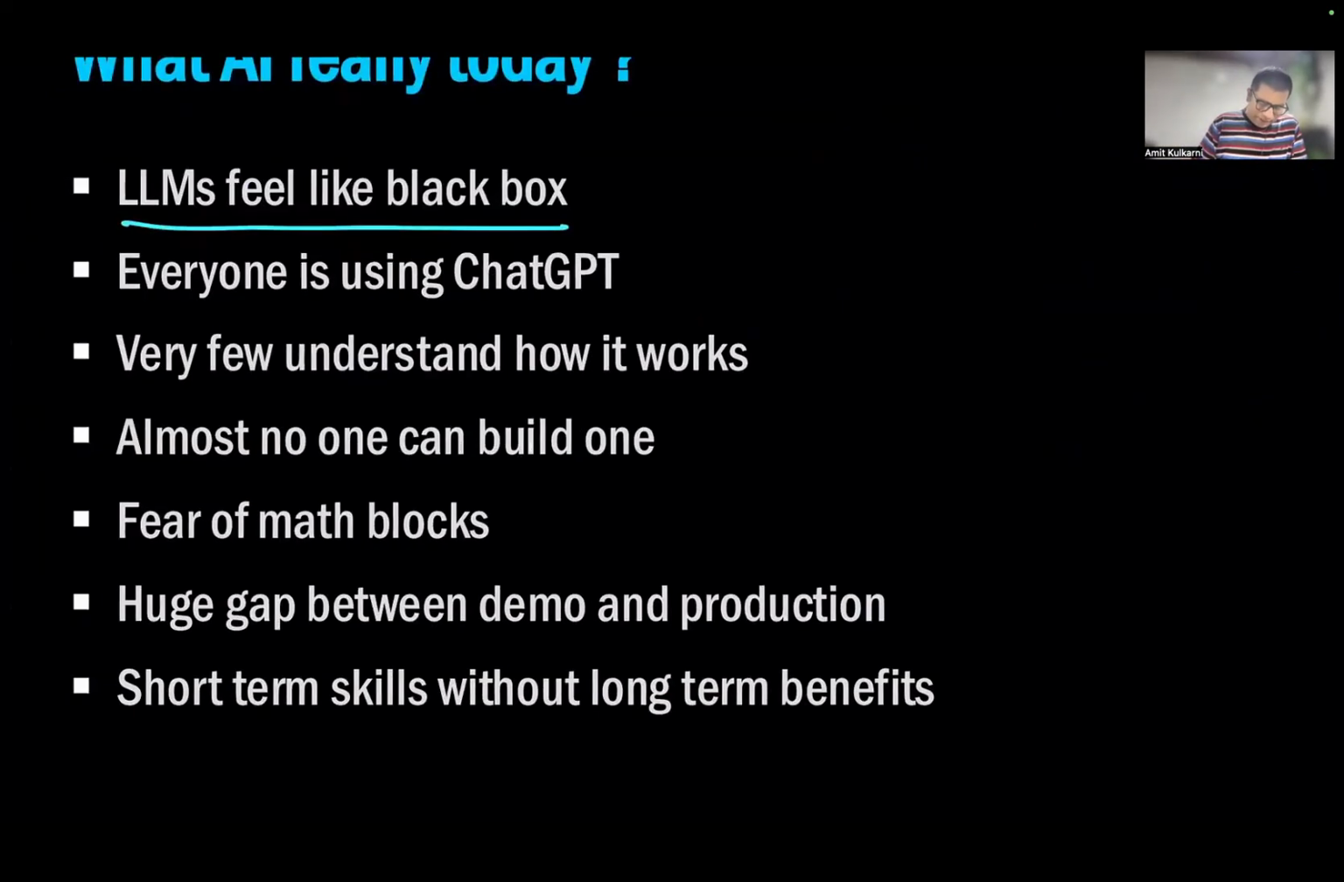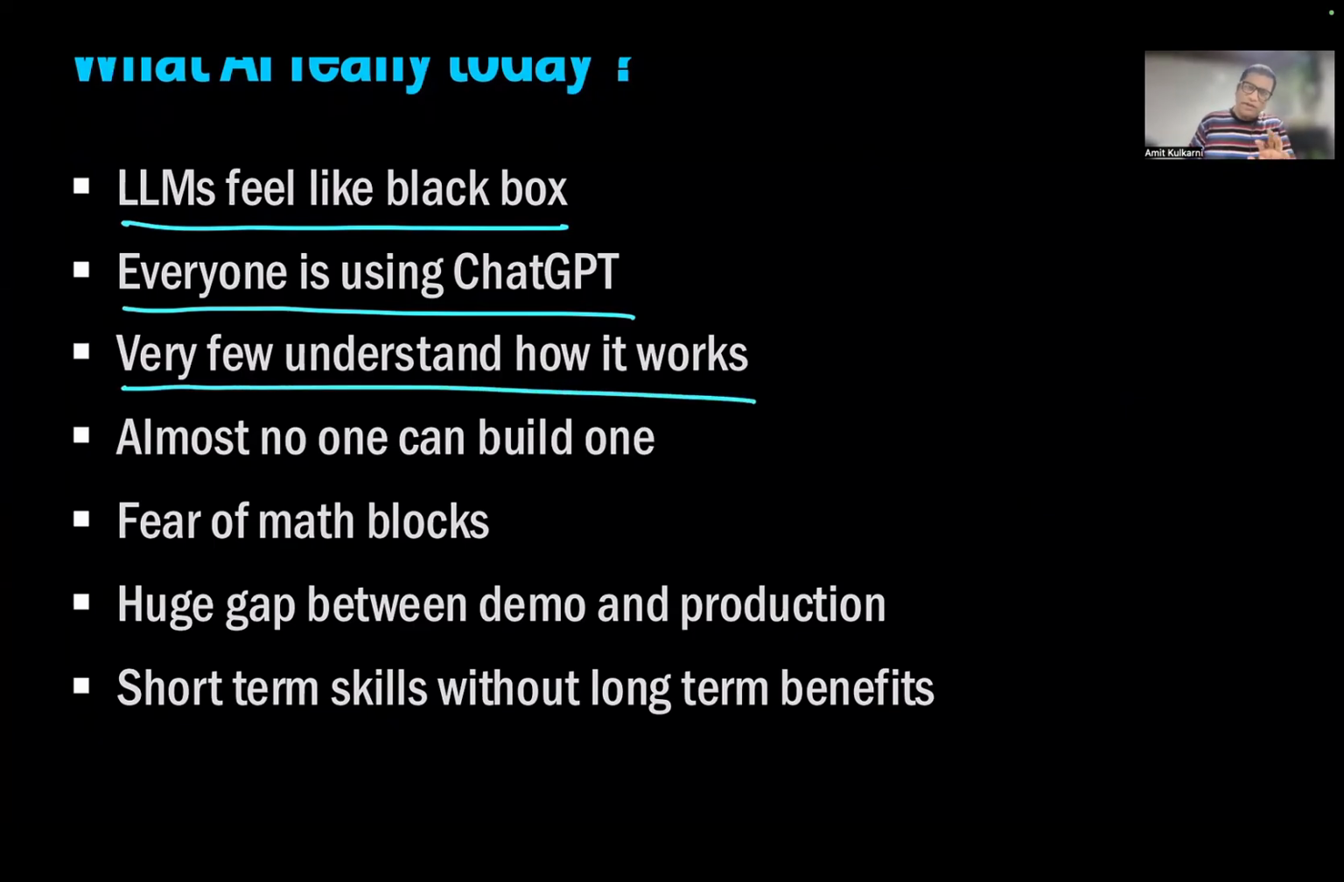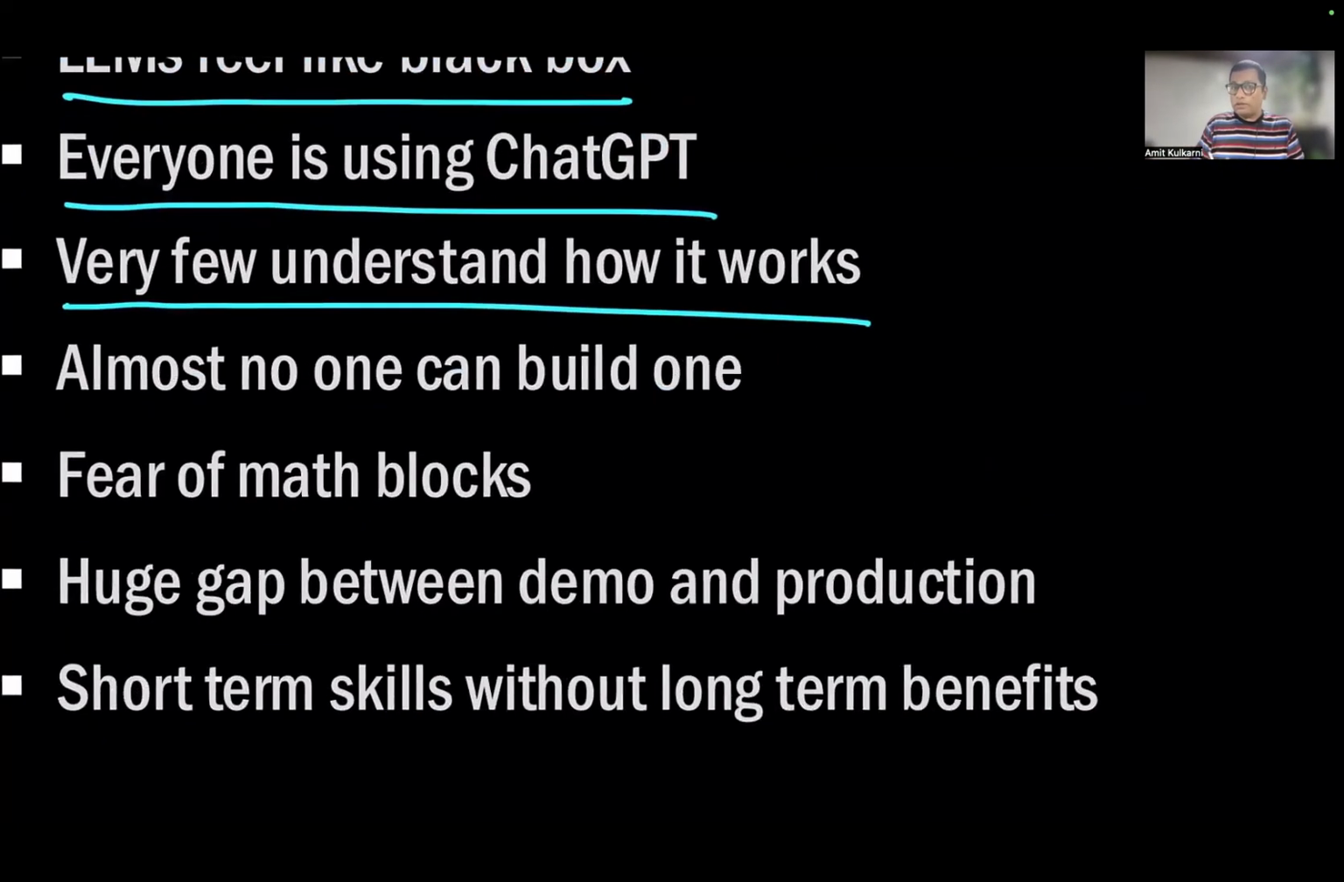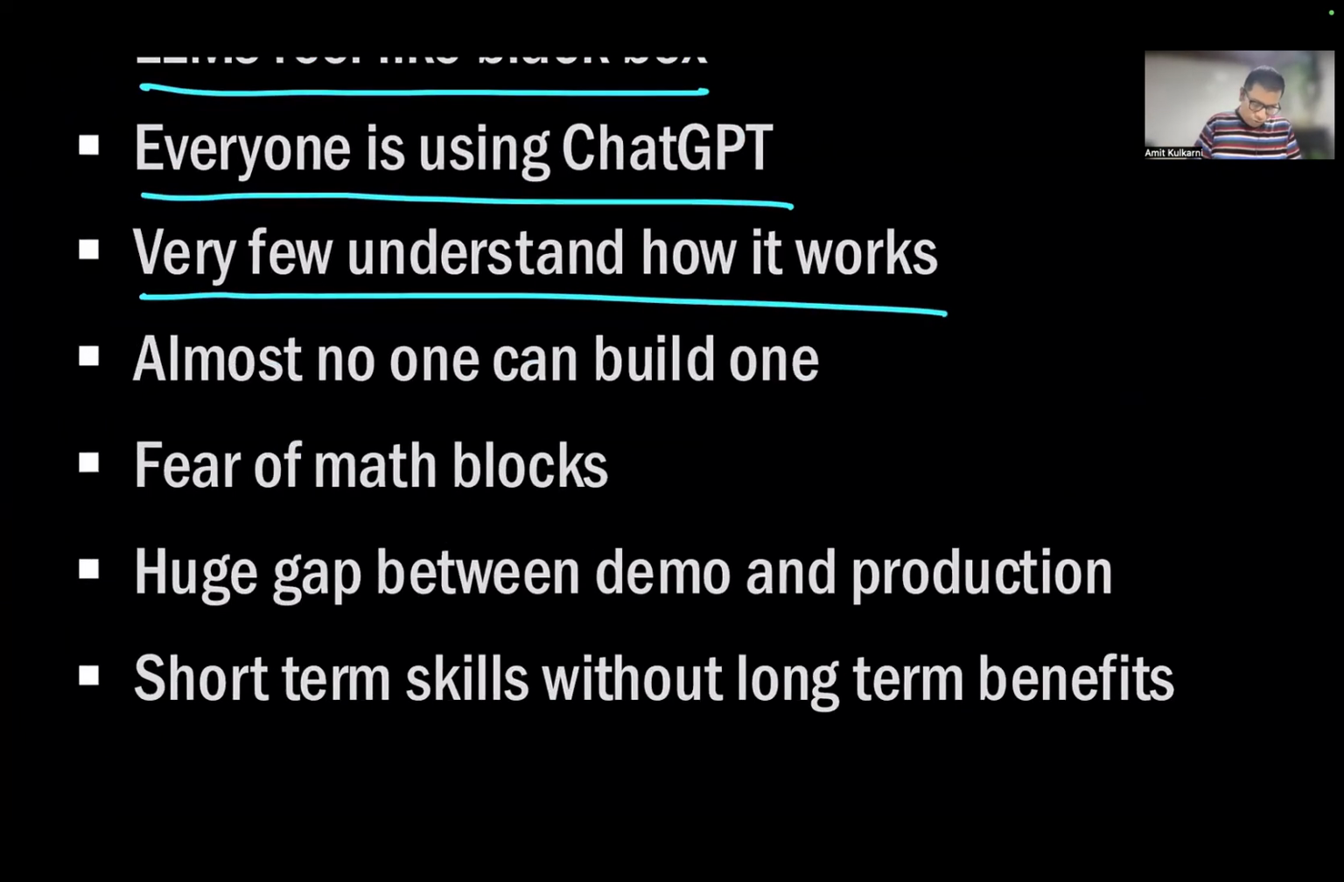Another problem is that everyone is using ChatGPT today. Just ask anyone, even if you're not into AI or ML, everyone knows ChatGPT because they literally put in questions and get the answers. But very, very few understand how it works behind the scenes. This is what I'm telling you one more time: we are using it as a black box. We are not leveraging the power of ChatGPT because we just pass the input and get the output. We don't go beyond the limit. Almost no one can build one, and this is very true. Ask any person, can you build your own LLM?